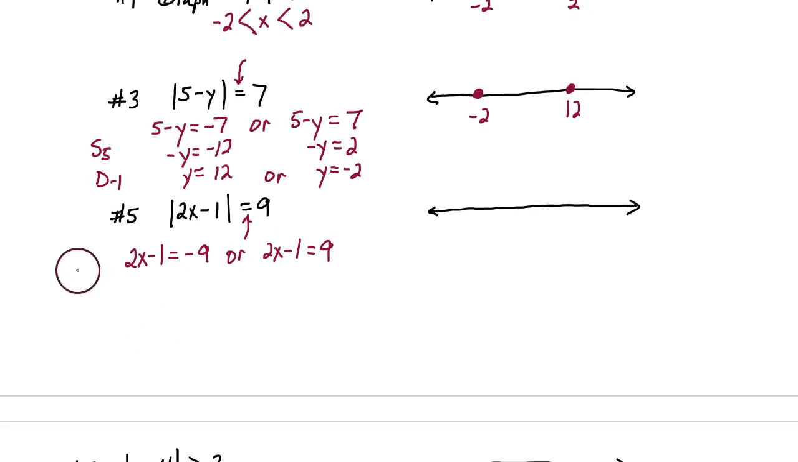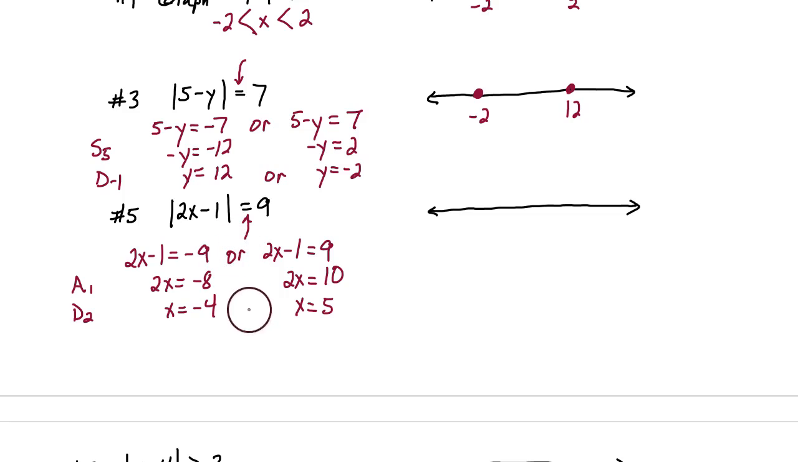Now solve each of these equations. First add 1. So we get 2x equals -8. And then divide by 2. X equals -4. Do those same two transformations on the other equation. When you add 1, now you have 10. And when you divide by 2, now you have 5. The word or is joining those two results. So to graph it, we have -4 with a dot and +5 with a dot.